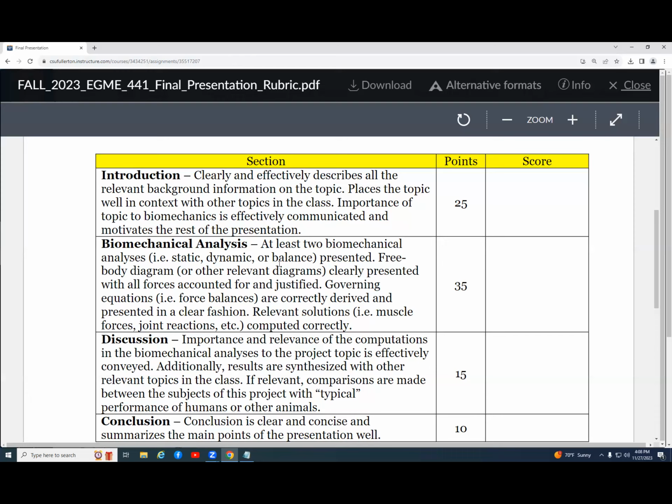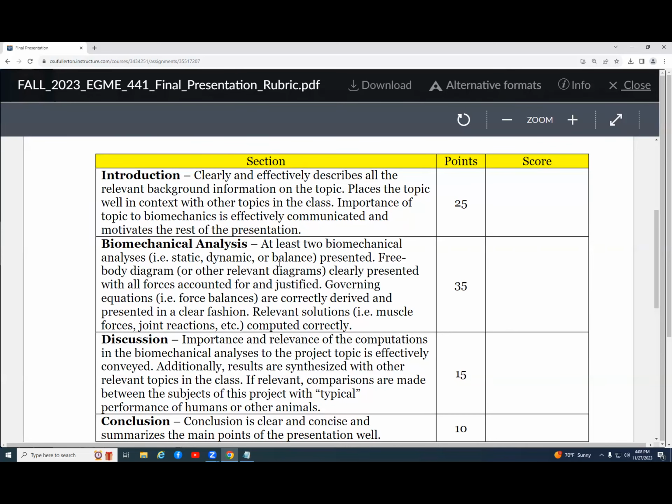Of course, exactly what solutions and what equations you're going to use are going to depend on whether you're doing a static analysis or dynamic analysis. But it should be a fully worked out problem. And so you should have 2 of them in your final presentation. Your final report should have 5 analyses in total, but for your presentation, due to time constraints, I'm only going to look for 2.